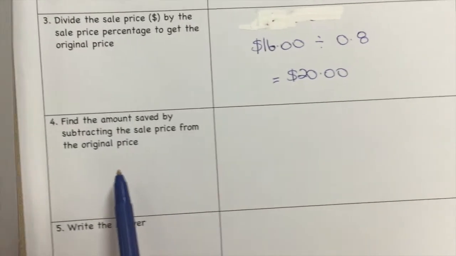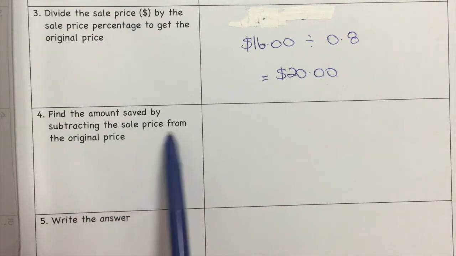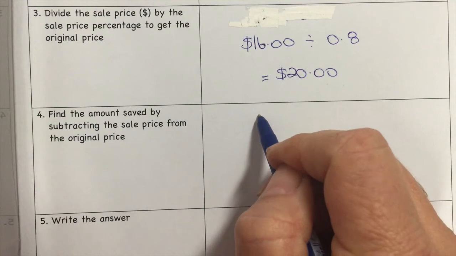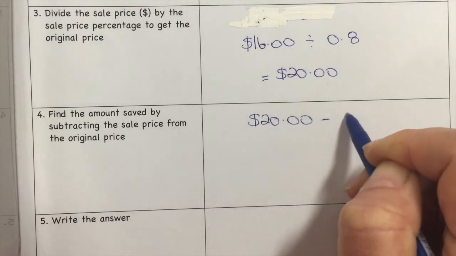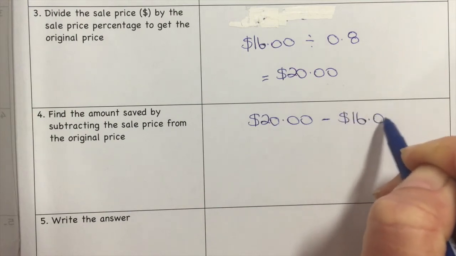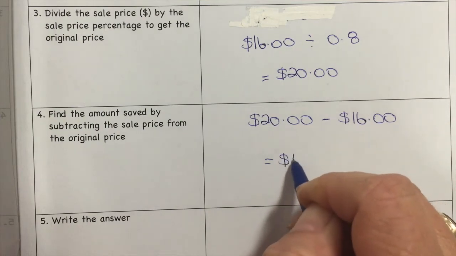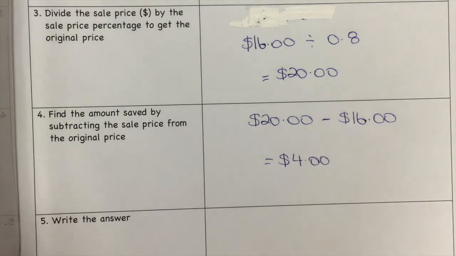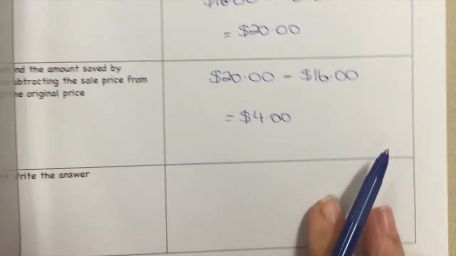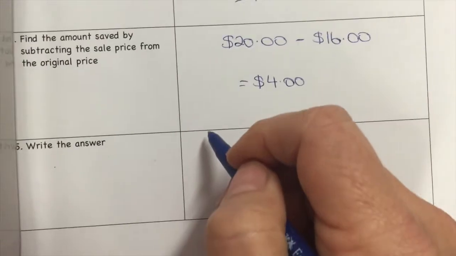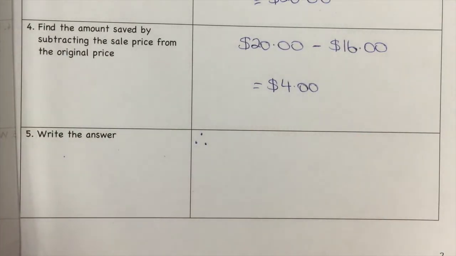Now, to find the amount saved, this is fairly straightforward. What you need to do is you need to subtract the sale price from the original price. So the original price is how much I would have paid for it, take away how much I did pay for it, which is equal to 20 take away 16 is $4. Once again, it says write the answer. It's a word question. It has to be a word answer. Please don't forget that that's so important because this is actually worth marks.